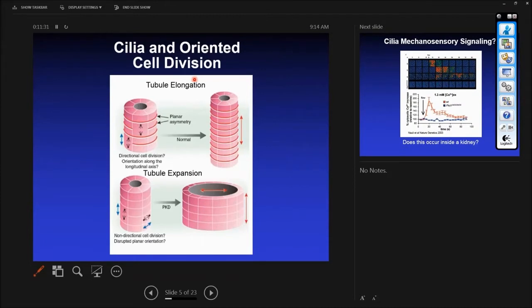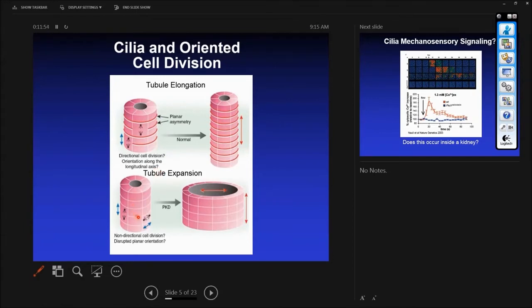Another role that was proposed by Marco Pataglio's group several years ago was that cilia are important in dictating how a cell divides. In a normal tubule, the cell would divide along the axis of the tubule, as shown here. And that would result in the tubule getting longer.